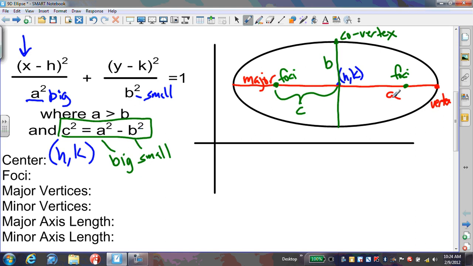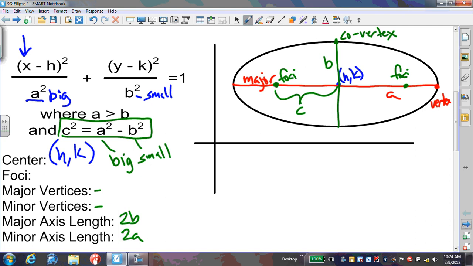So we have a distance of a along the major axis, a distance of b along the minor axis, the vertex, the co-vertex, and also the vertices here and here, major and minor. And again, what's the major length? That's 2a, and the minor length is 2b.